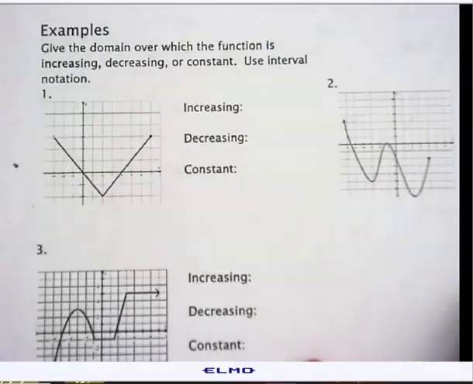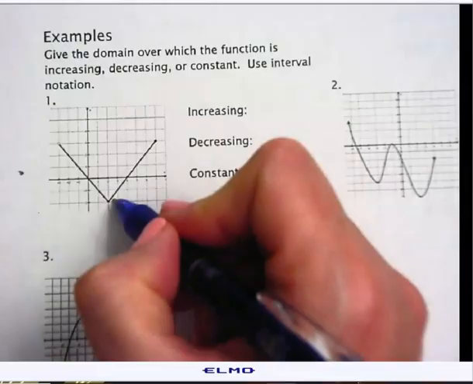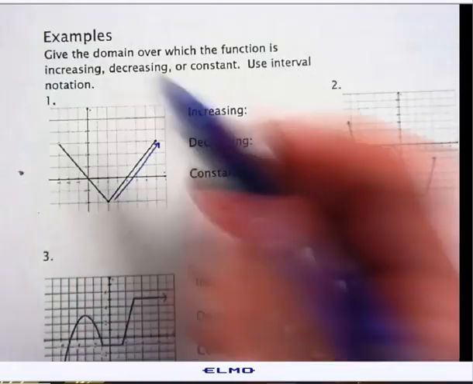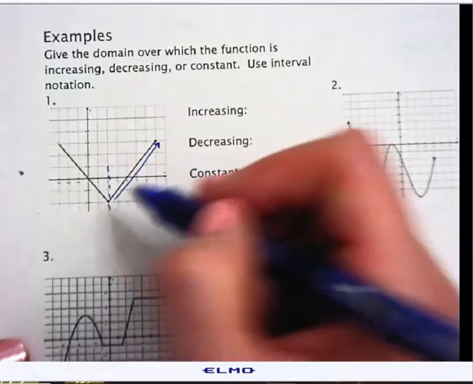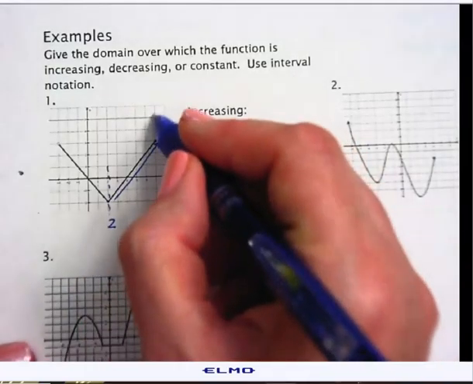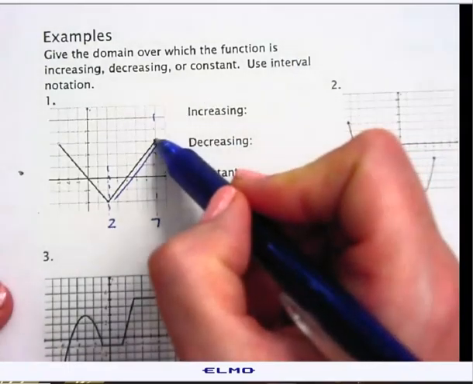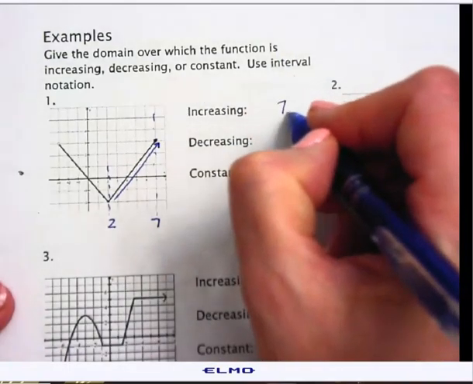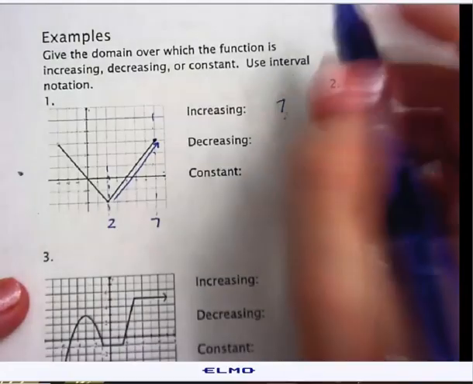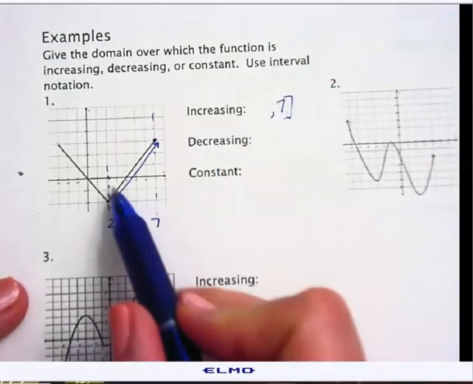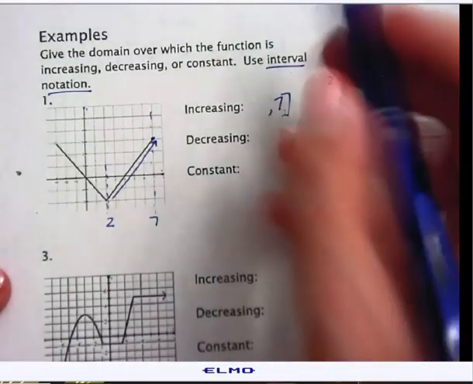So for this first absolute value graph, it is increasing as x goes left to right. It is increasing from here, the y's are increasing there to there, and we want the domain for that section. So the left boundary there is at 2, and the right boundary is at 7. And you'll see that there's a closed circle here. So at the end of my increasing interval, I'm going to use a bracket. And the beginning of that interval, and I'm using interval notation, by the way, is at 2.